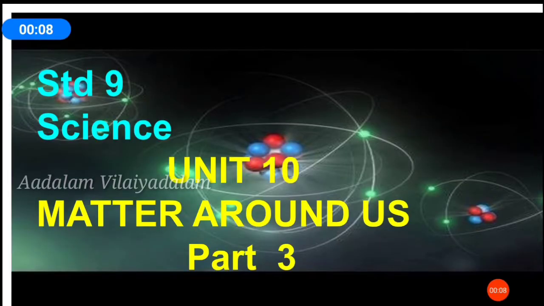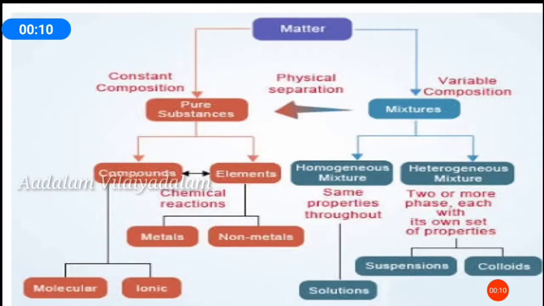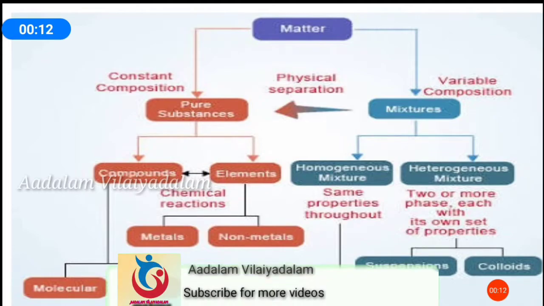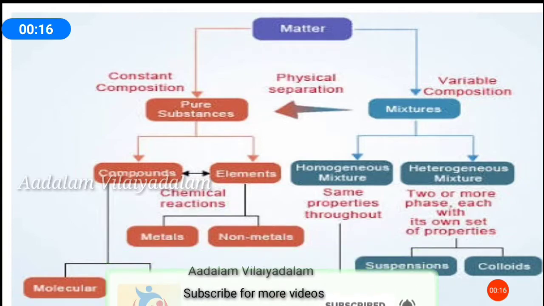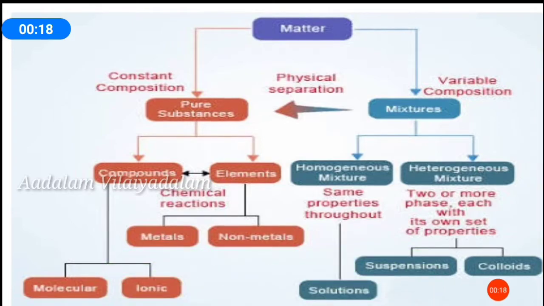In the previous video we learnt about classification of matter. Matter can be classified into pure substances and mixtures. Pure substances are further divided into elements and compounds. Mixtures can be classified into homogeneous mixtures and heterogeneous mixtures. Homogeneous mixtures are solutions. Heterogeneous mixtures are suspensions and colloids. Mixtures can be separated into their components by physical methods.